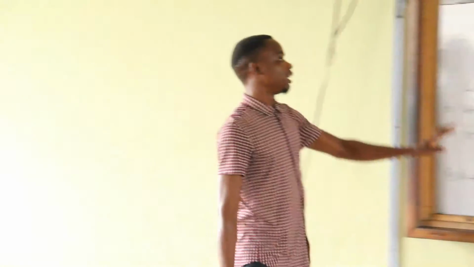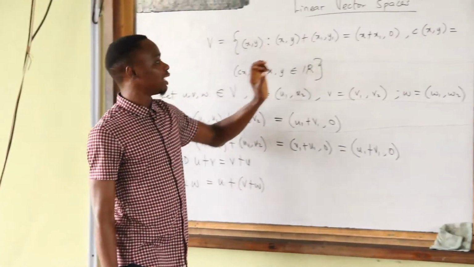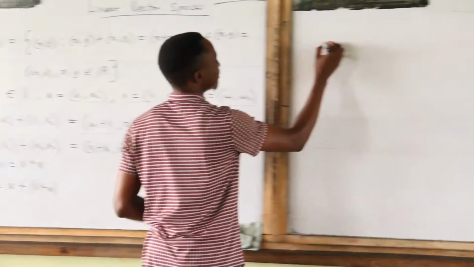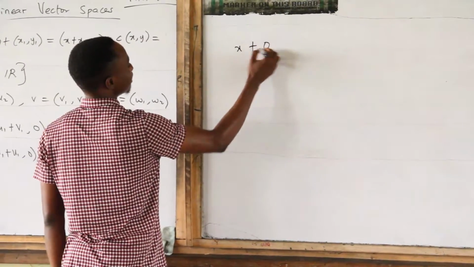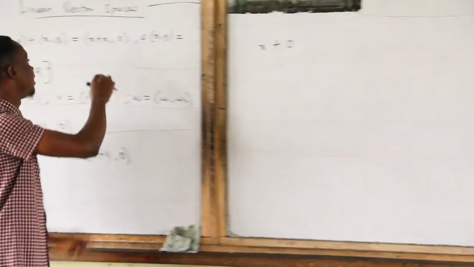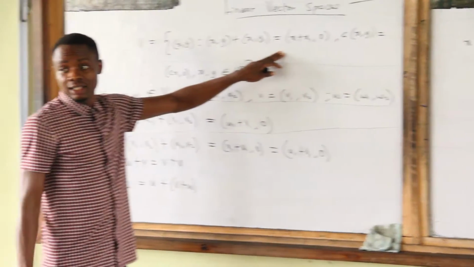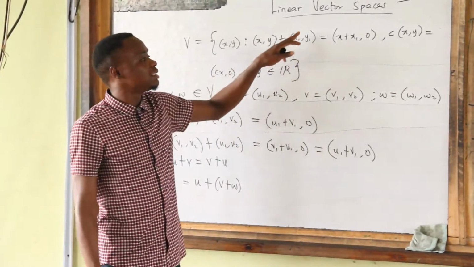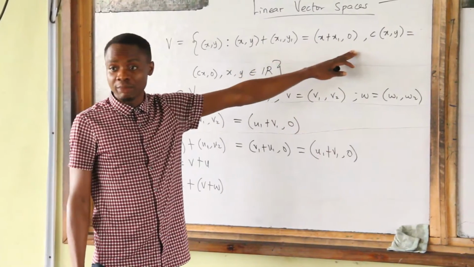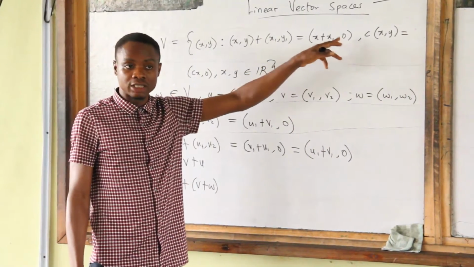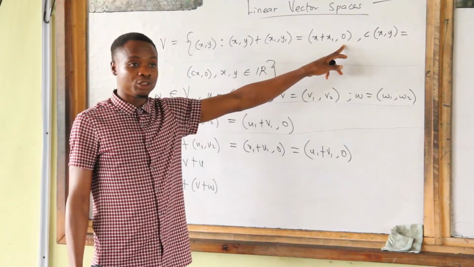For instance, when looking at this, I should know that if you add any element with the zero element, you cannot get the element back, because this one is always going to give you zero. It cannot give you x. Is it clear? Does it make sense to you at all? Did you get what I just said?